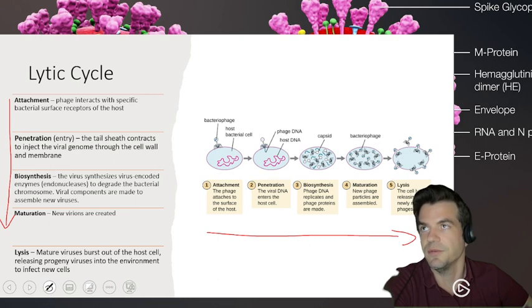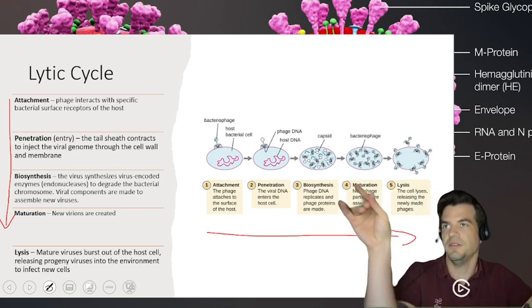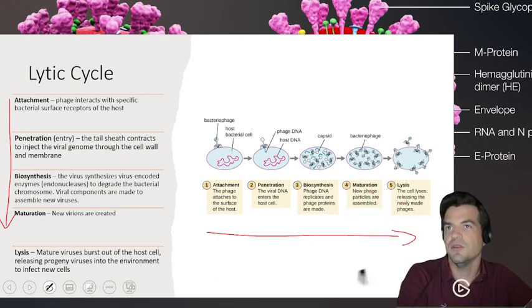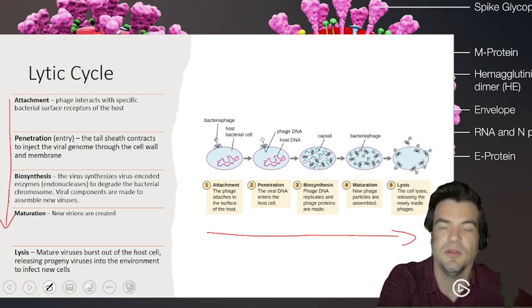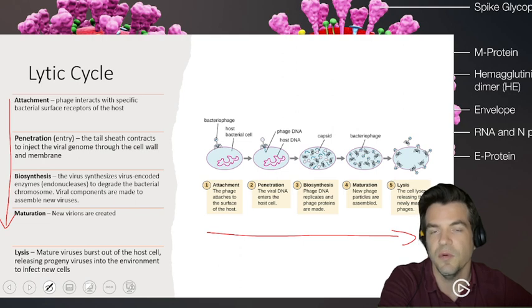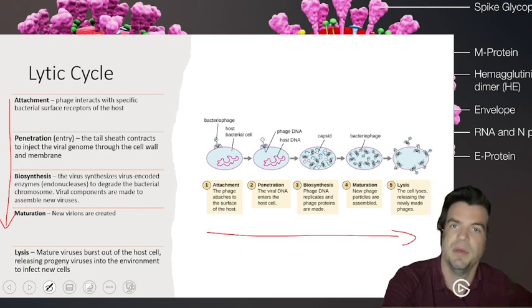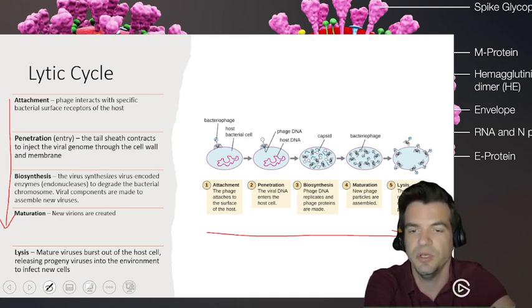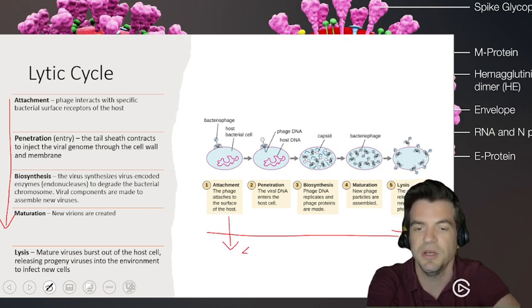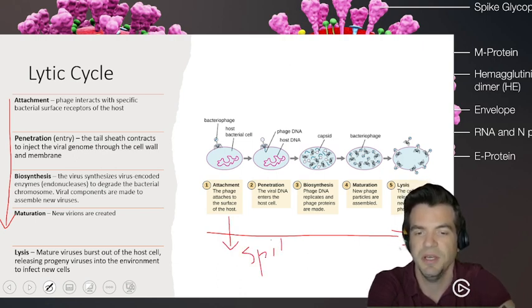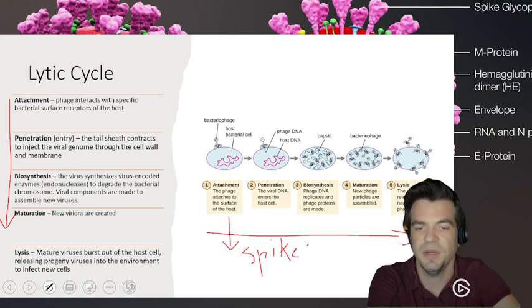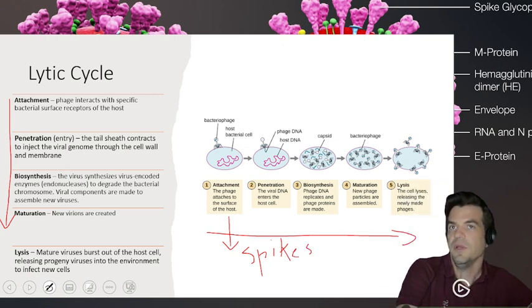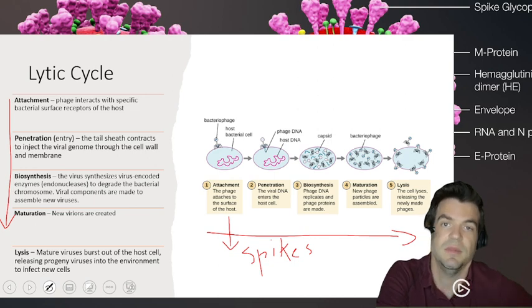Anyway, the lytic cycle has 5 steps. Okay, the first two, attachment and penetration, being the main two for prokaryotic viruses and for eukaryotic viruses. Okay, so attachment is key. Okay, and what do we use to attach with? We use our spikes. Okay, we need the spikes to attach. We need to attach to infect if we are a virus.